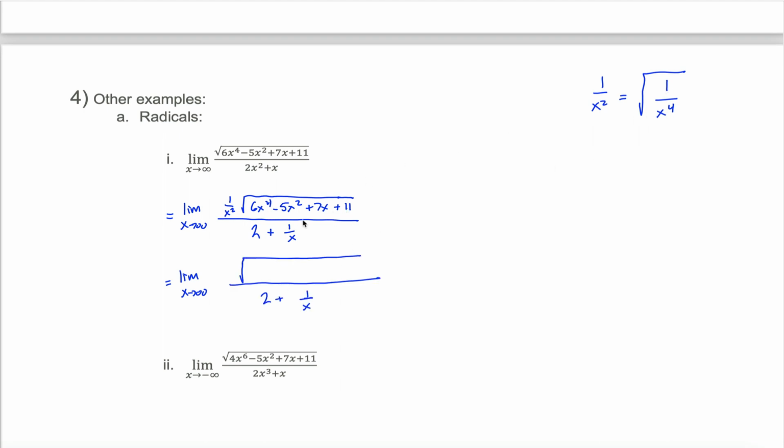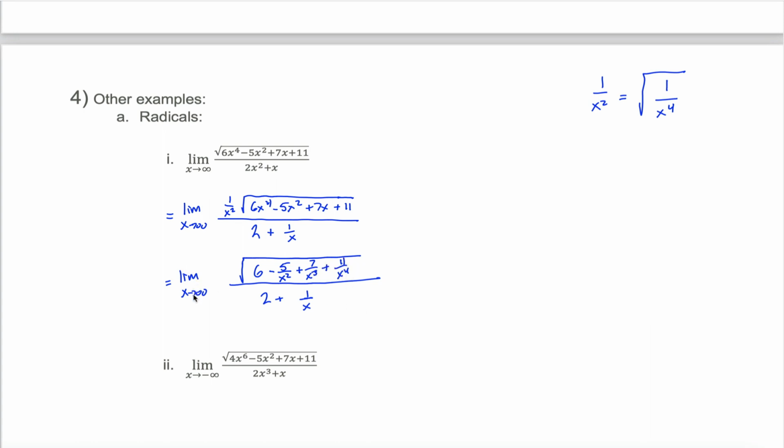If it's 1 over x to the fourth power, then I have 6x to the fourth divided by x to the fourth, in other words, 6. I have negative 5x squared divided by x to the fourth power, in other words, negative 5 over x squared. I have 7x over x to the fourth, in other words, 7 over x cubed, and then I have 11 over x to the fourth power.